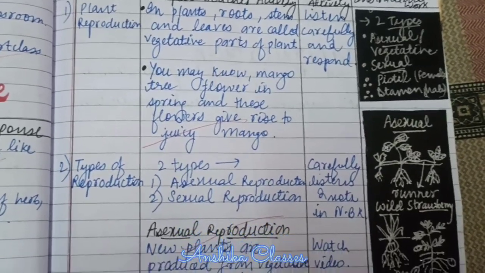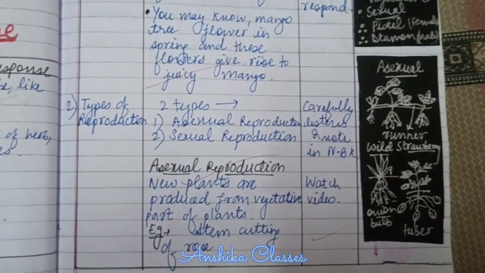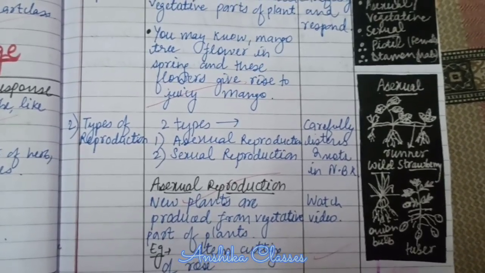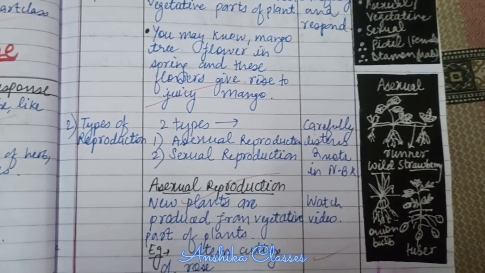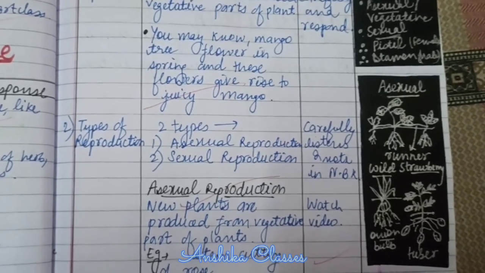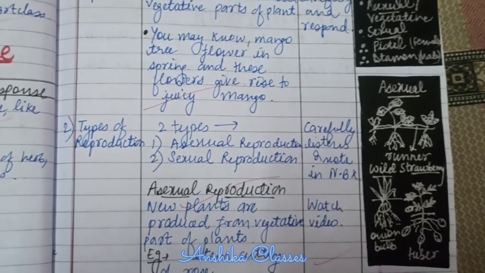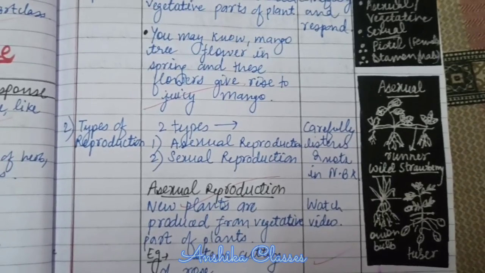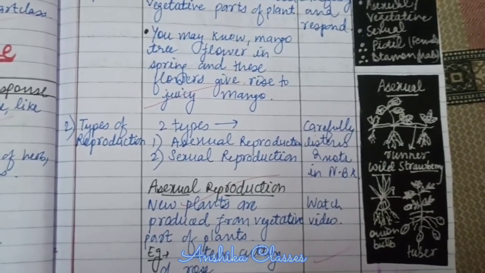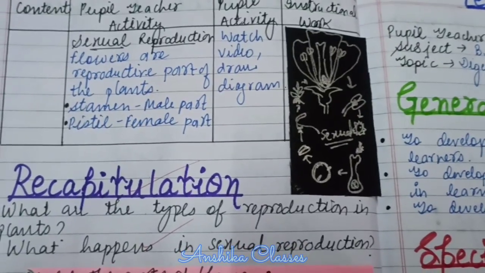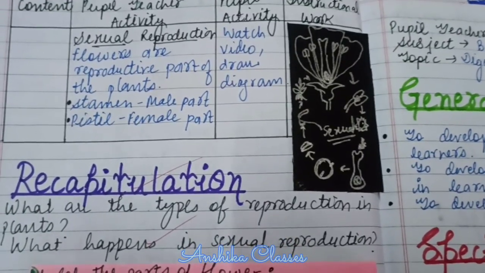Asexual reproduction is also called the vegetative reproduction, in which new plant parts are produced from the vegetative parts of the plant. The example is the stem cutting of rose. Other examples are onion bulb and tubers. Another mode of reproduction is sexual reproduction, wherein the male reproductive part is called the stamen and the female reproductive part is called the pistil. Here, the flowers are the main reproductive part of the plant.